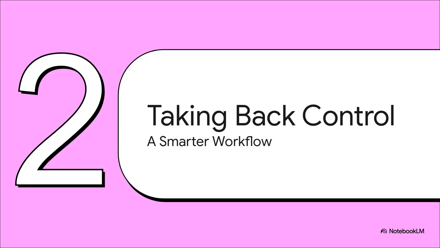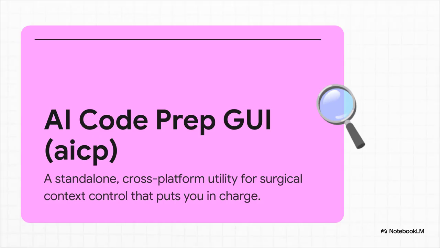So, what's the answer? Well, it's not throwing another AI agent at the problem. It's about a smarter workflow, one that puts you, the developer, back in the driver's seat. So let's talk about AI code prep, or as you'll see it, AICP. So what exactly is AICP? Think of it as a standalone utility. It runs on any operating system, and it's built for one thing, giving you precise, surgical control over the context you send to an AI. It's basically the missing link that makes your entire AI workflow smarter and way, way more efficient.